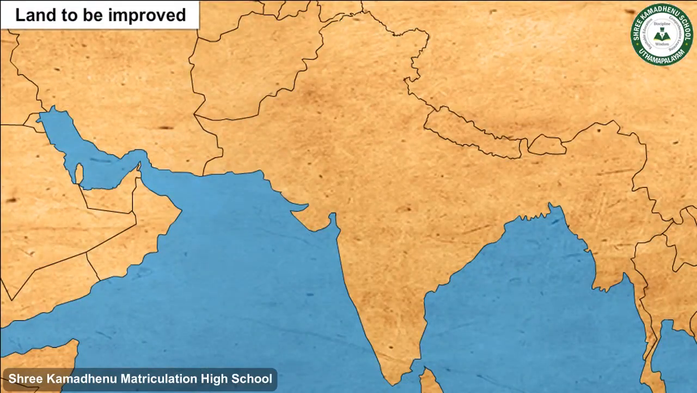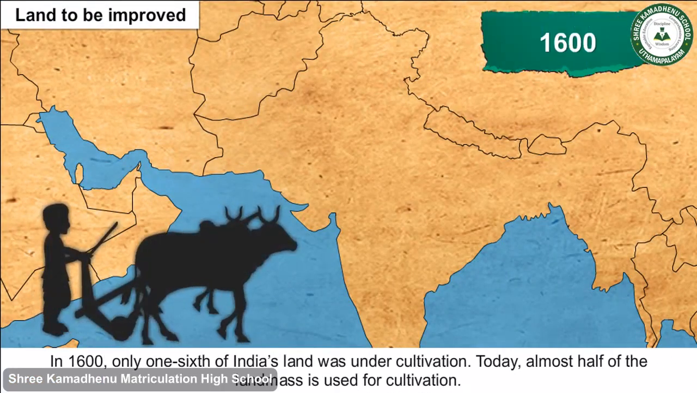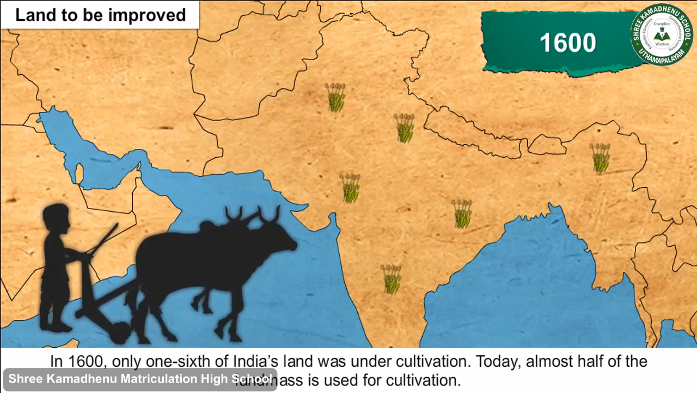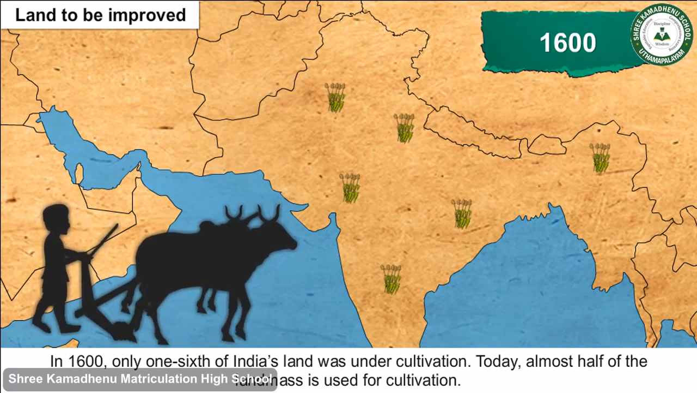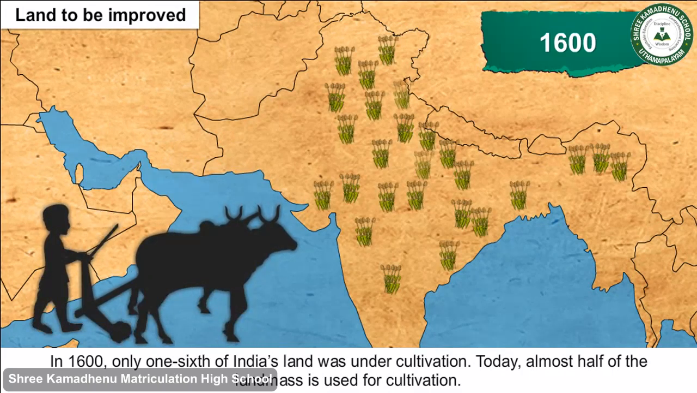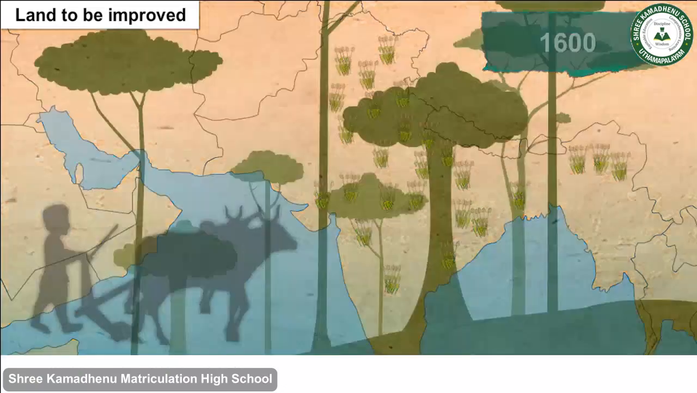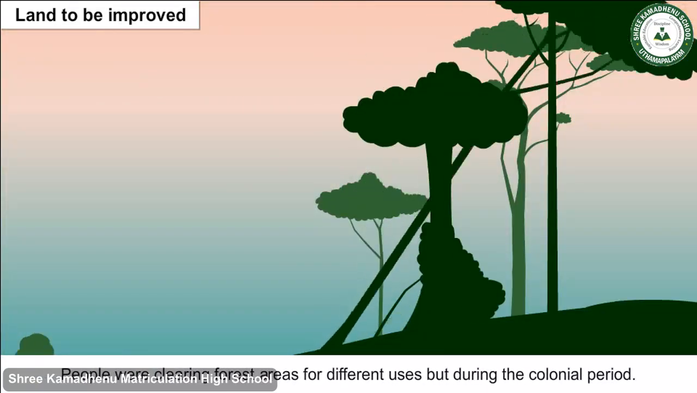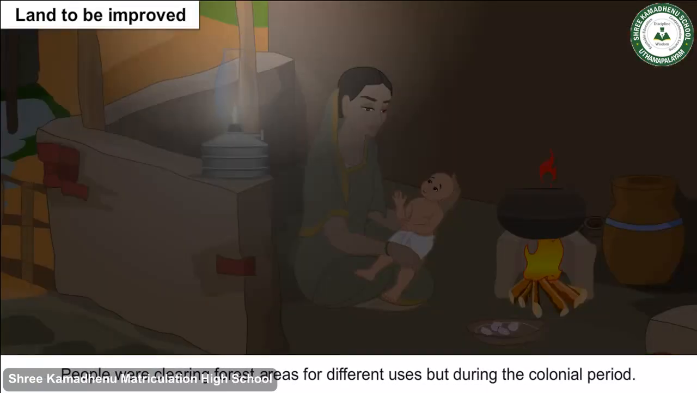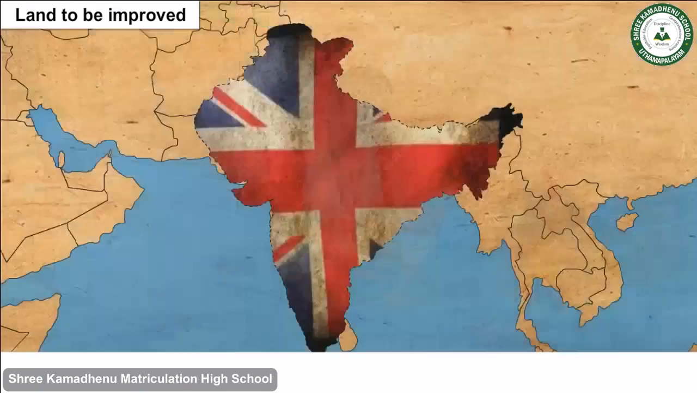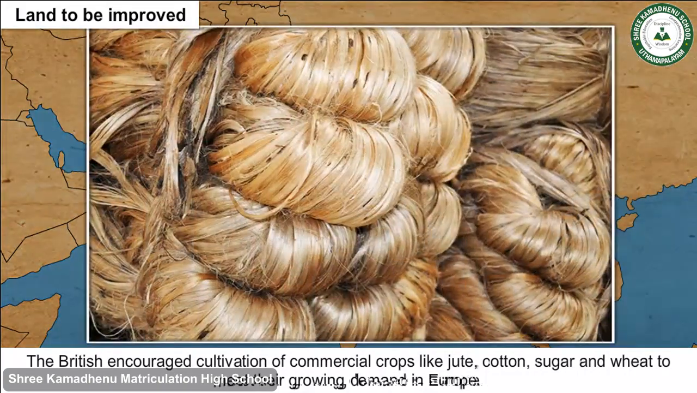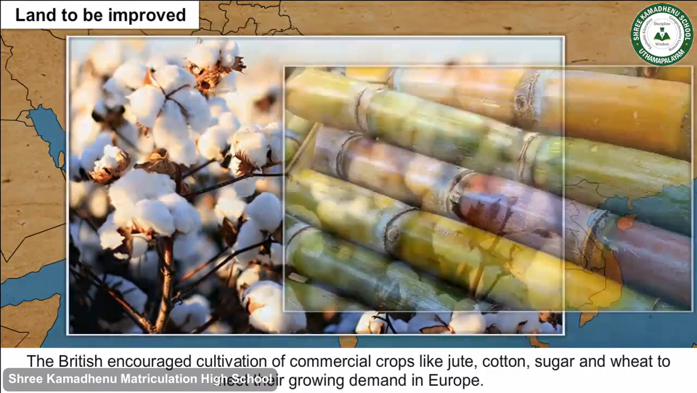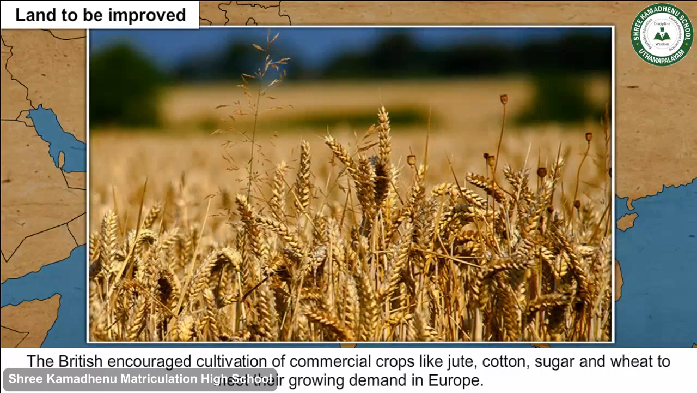Land to be improved. In 1600, only 1/6 of India's land was under cultivation. Today, almost half of the landmass is used for cultivation. People were clearing forest areas for different uses. But during the colonial period, the British encouraged cultivation of commercial crops like jute, cotton, sugar, and wheat to meet their growing demand in Europe.